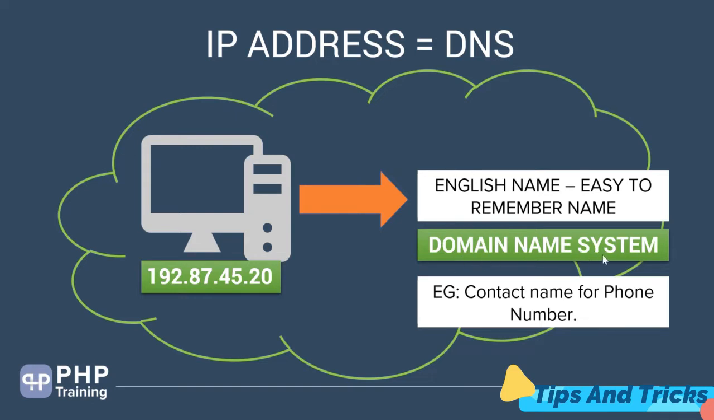DNS is nothing but an English name, or an easy to remember name, for your computer which has an IP address. Remember, you need to have a unique IP address, and to that unique IP address you assign the domain name. And why do you do it? Why do I have to give a domain name for an IP address?